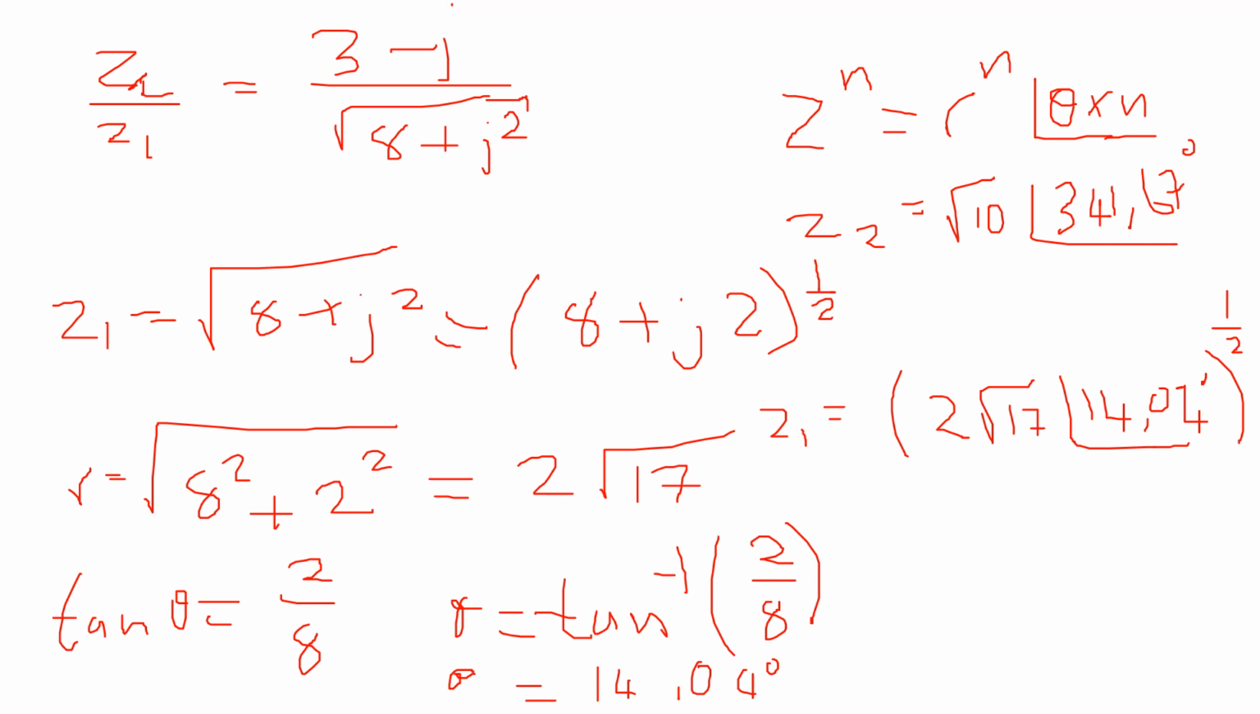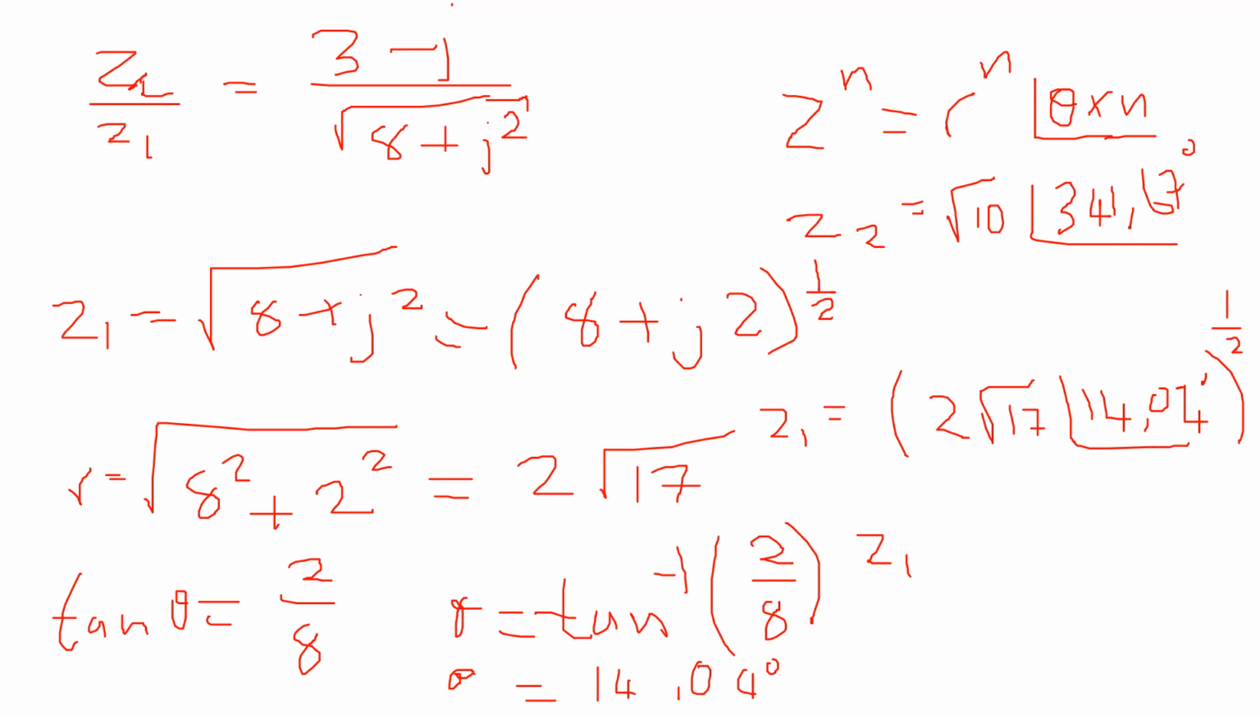Okay, but now after we have converted it here, we must do what? We must apply this method here, or this theorem here. That means everything here will be raised to the power of 1 over 2, and then the angle will be multiplied by 1 over 2. So the answer here for Z1 will be what? Let me just do that.